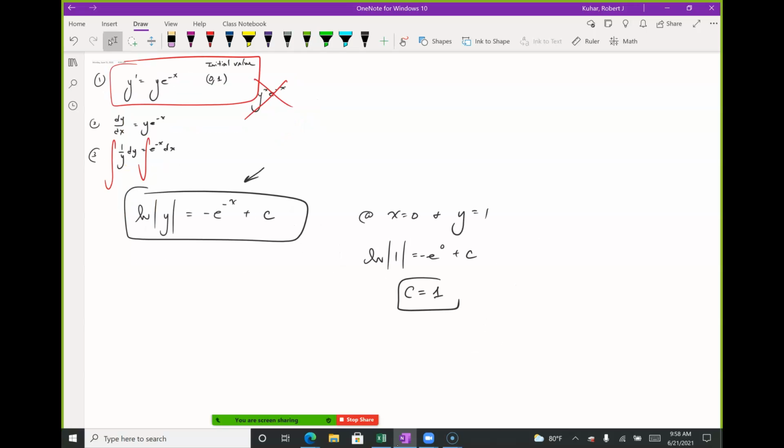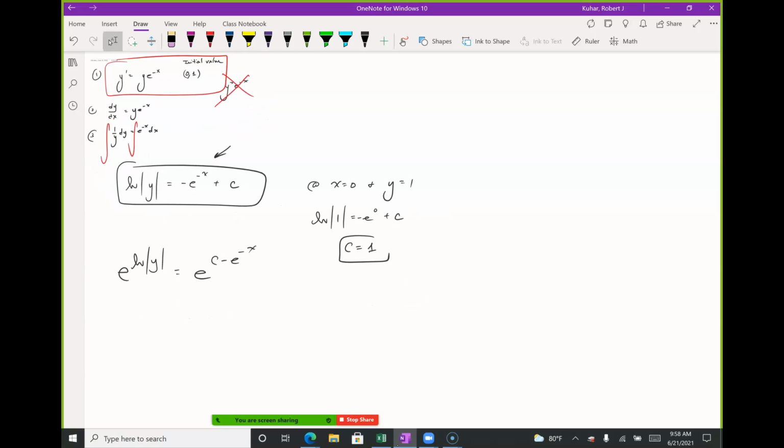So I want to solve this. I want to get rid of the ln, right? So what do I have to do to both sides? Raise it to base e, right? So I've got e to the ln of the absolute value of y equals e raised to the c minus e to the negative x. Oh, this one's nasty. This one's pretty nasty.